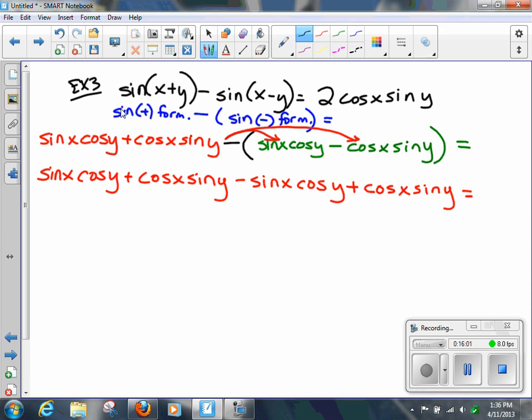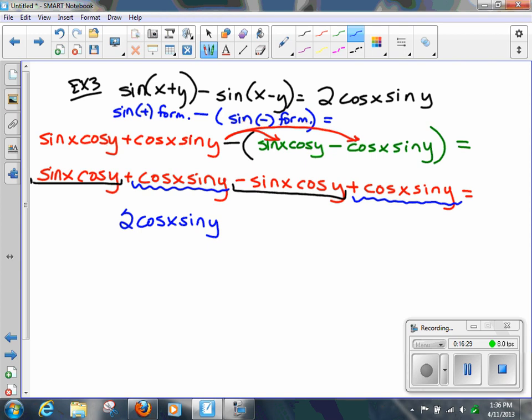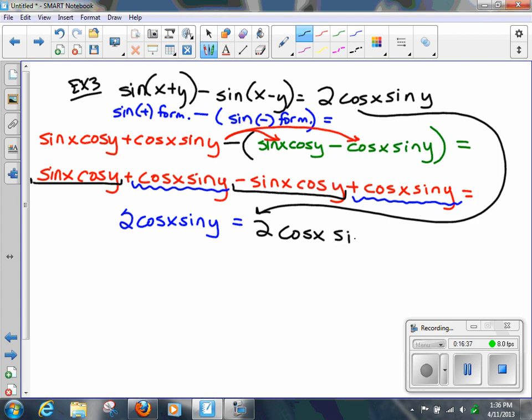Where are they? This right here. You got the positive sine x cosine y and the minus sine x cosine y. They cancel. And then I've got cosine x sine y added to cosine x sine y. Folks, what is that? That makes two cosine x sine y's, which is equal to my right side, which is 2 cosine x sine y.